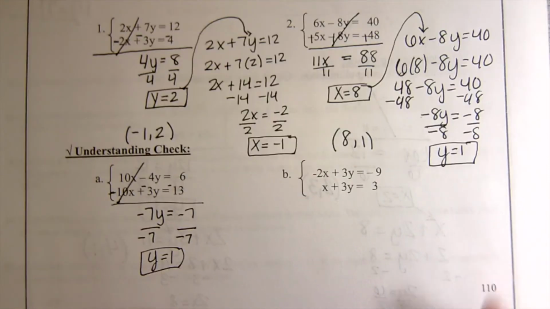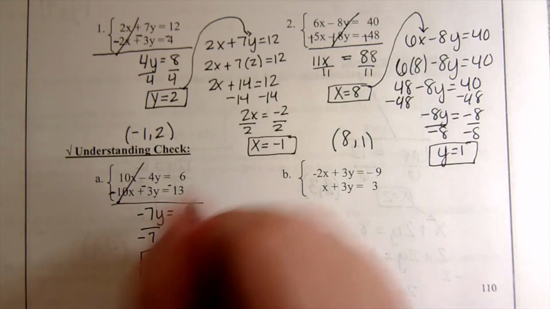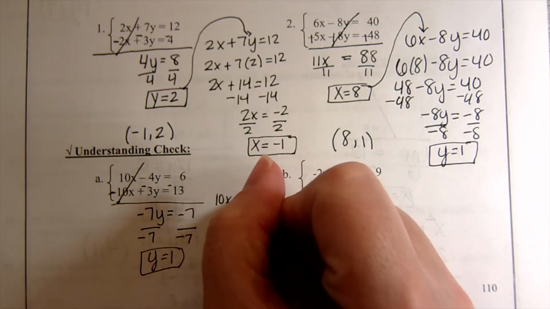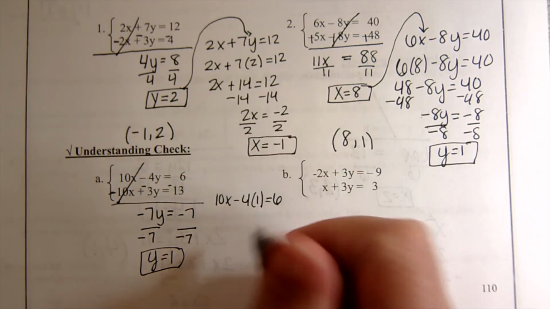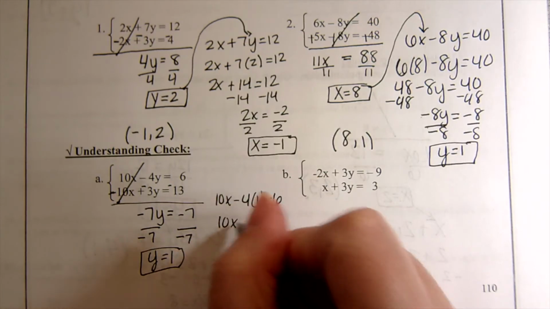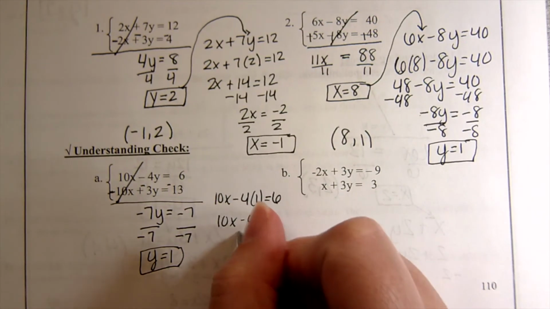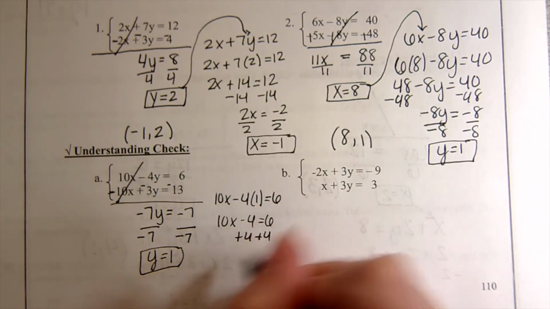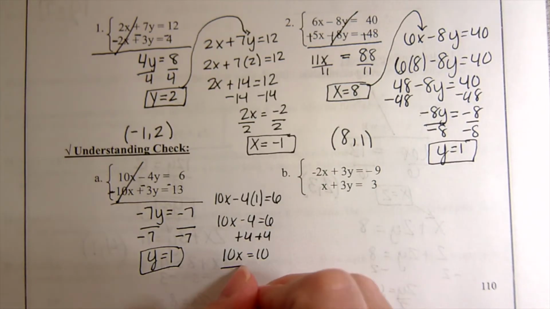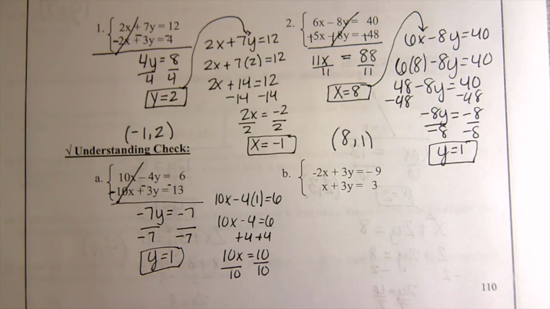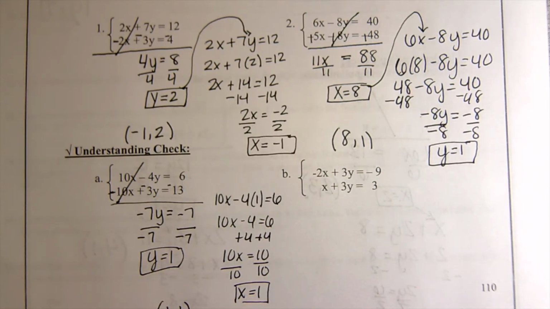Plug that back in. So 10x minus 4 times 1 equals 6. 10x minus 4 equals 6. Add 4 to both sides. So 10x equals 10. Divide both sides by 10. So x equals 1. What is my solution? 1, 1. Like a face.